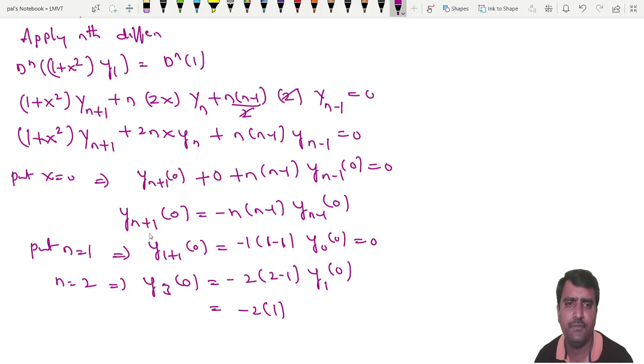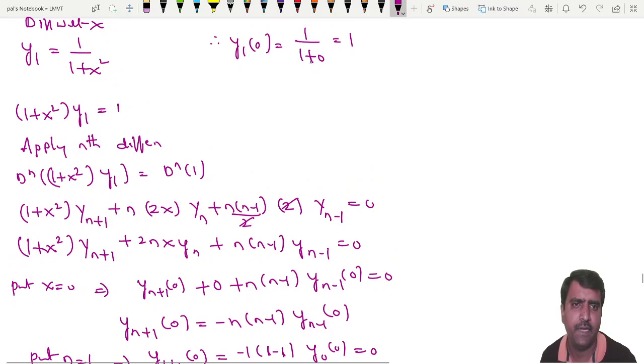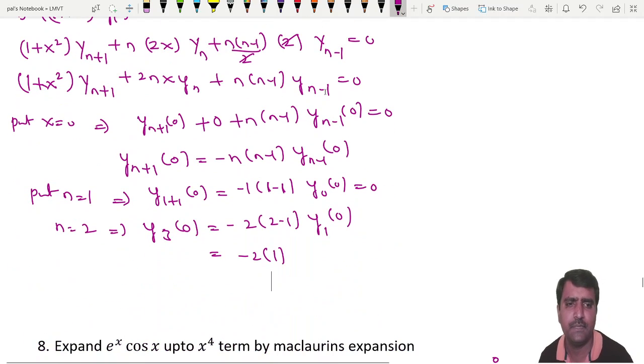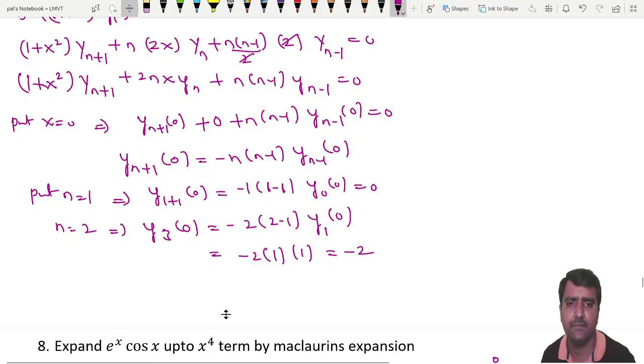Which is equal to minus 2 into 1 into y1 of 0. Where is the value of y1 of 0? We already found that y1 of 0 is 1. You substitute that same here. y1 of 0 is 1, so put 1. Then it gives minus 2. The value of y3 of 0 is minus 2.